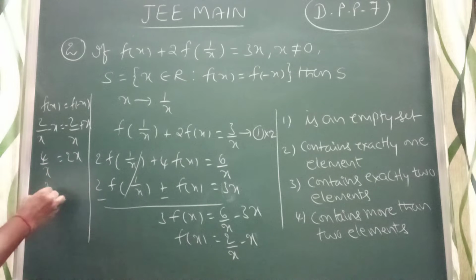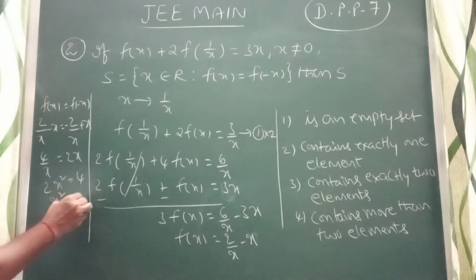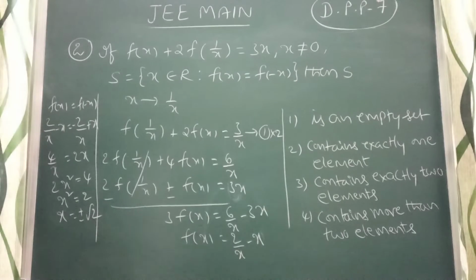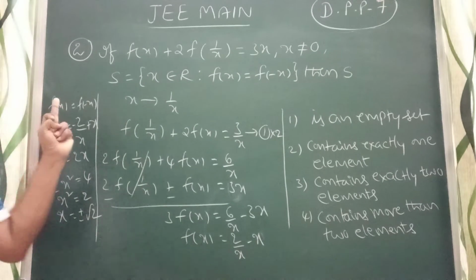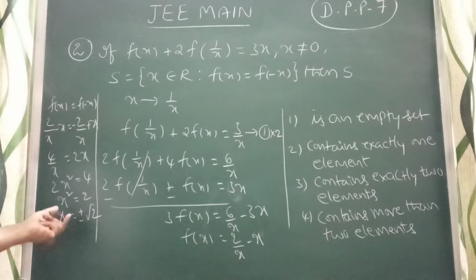You can see here 2x square is equal to 4. x square is equal to 2. x equal to plus or minus root 2. I got x equal to plus or minus root 2. x is having two values. Understood? I got f of x equal to f of minus x, then you equate these two. x equal to plus or minus root 2.